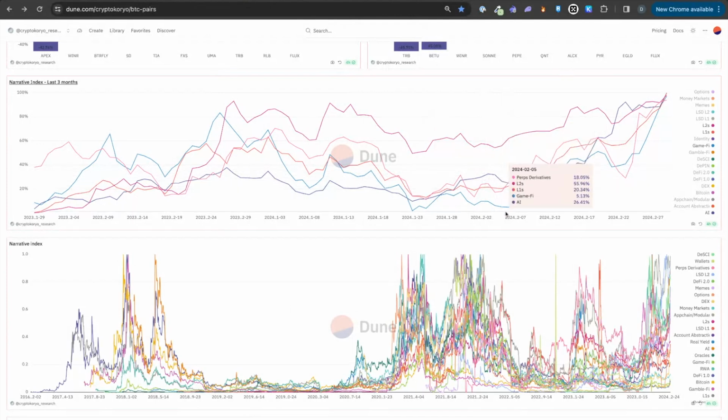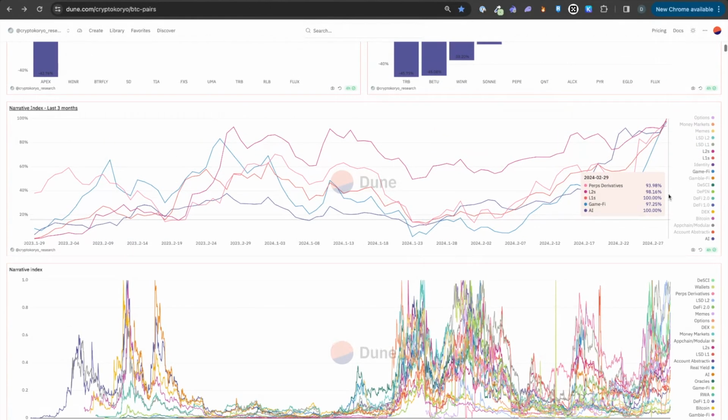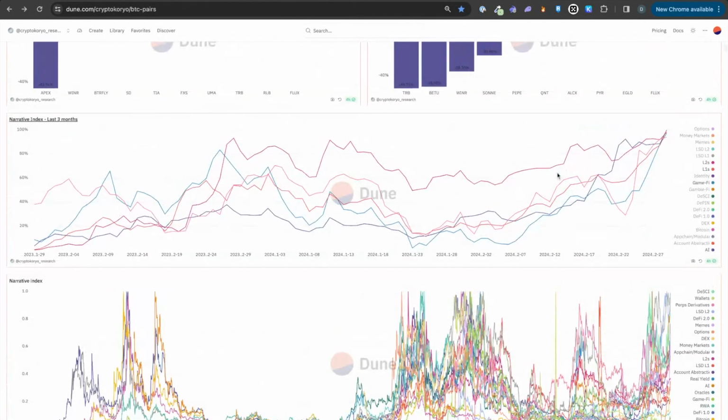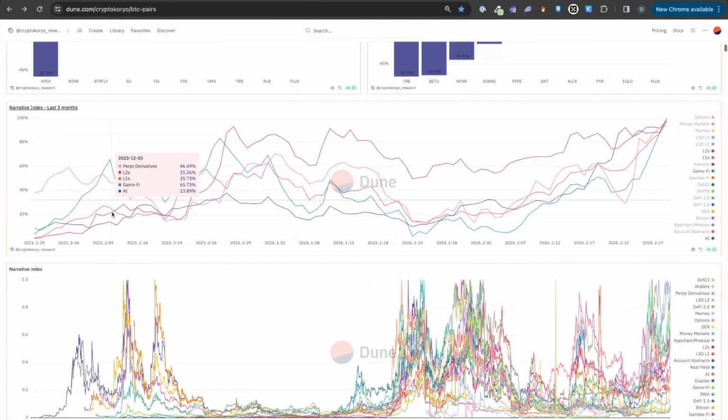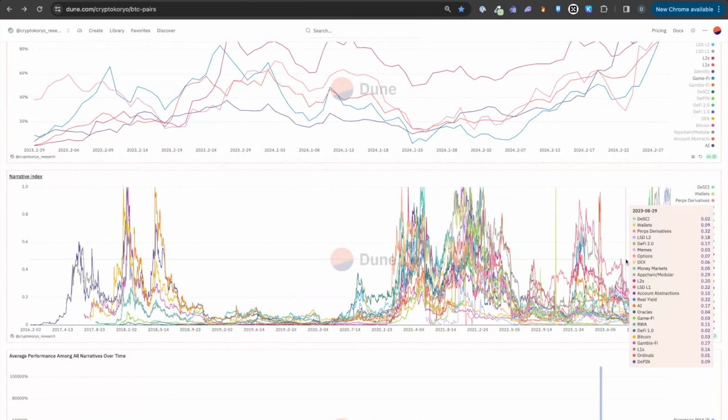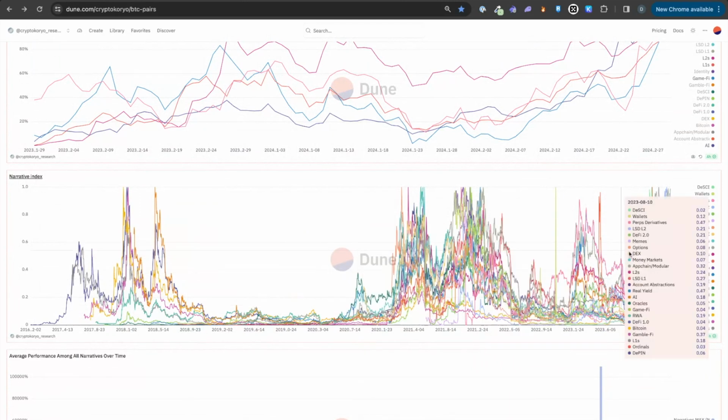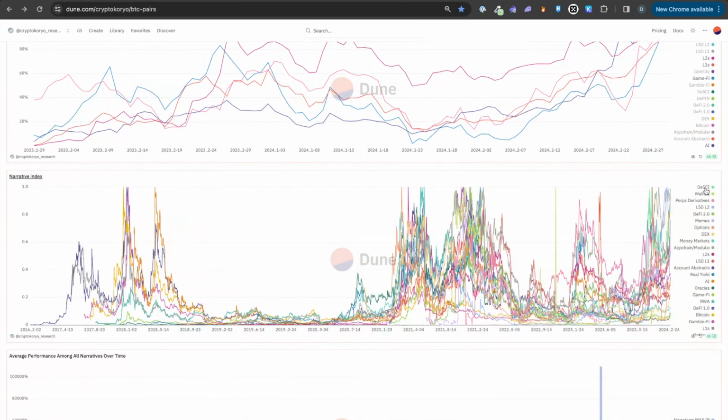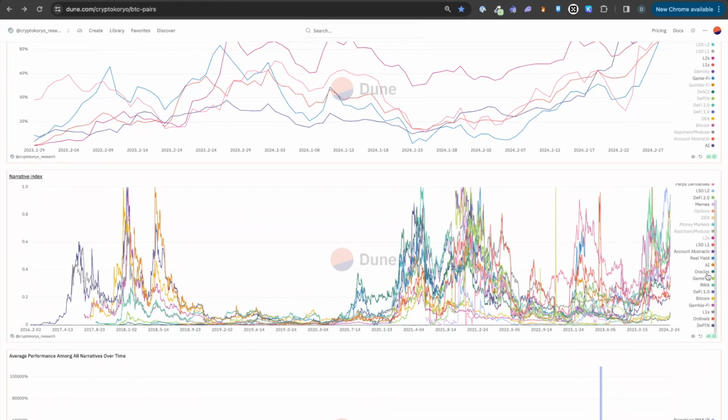For example, it allows you to have a broader perspective across time. Here is the last 3 months, and here is since 2016. And there are very interesting patterns to see here. For example, if you want to study at your convenience, we mentioned the layer one narrative in 2021 and the memes, and these are things that you can clearly see.